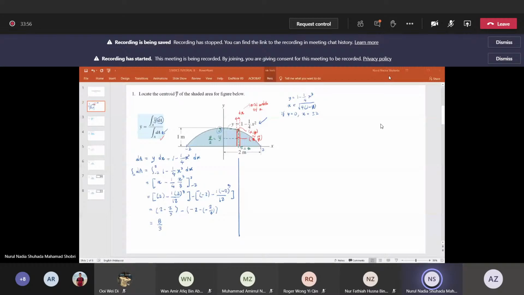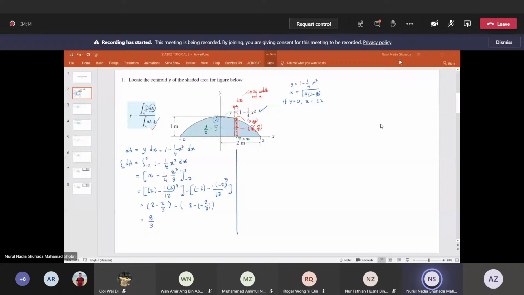Okay, so I continue. We complete with the integral of dA. So now we continue with the upper part. For the upper part, the integral of y dA, we know y is actually equal to 1 over 2 times y, and then we know dA is actually equal to 1 minus 1 over 4 x squared. So I'm going to take out the 1 over 2 to simplify my equation.